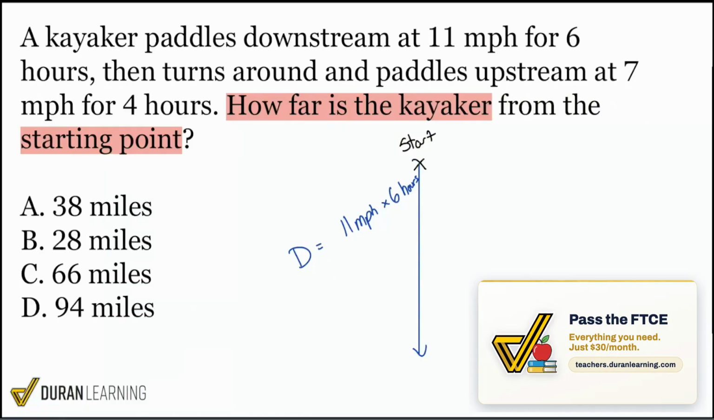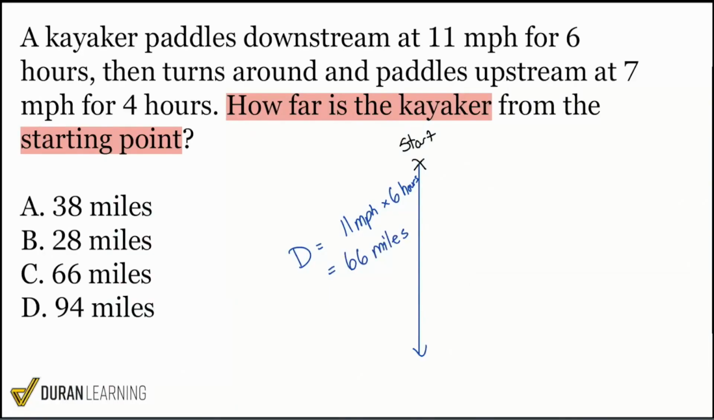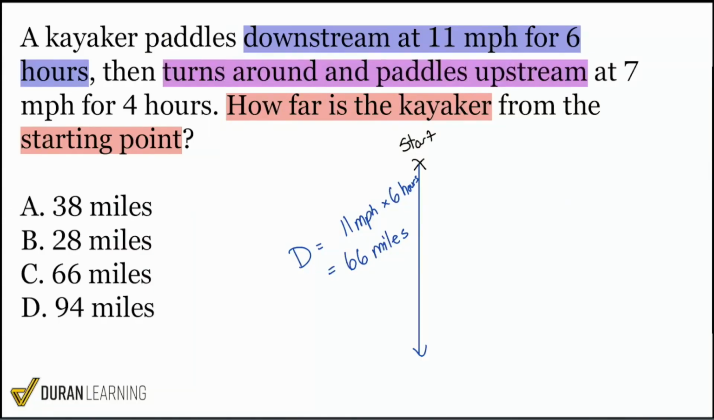Yeah, simply put, 11 times 6 gives us 66. So that is 66 miles specifically downstream. Now I'm going to cover that in blue, so let's just highlight that nice and easy. And then in purple over here, turns around and paddles upstream at 7 miles per hour for 4 hours. All right, perfect. So when we go back upstream, this is where we end up at.